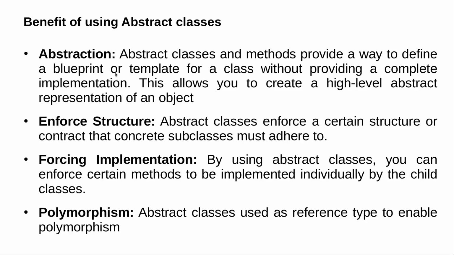Let's see benefits of abstract classes. Abstract classes can be used for abstraction. Abstract classes and methods provide a way to define a blueprint or template for classes without providing complete implementation. This allows you to create high-level abstract representations of an object. Abstract classes enforce a certain structure or contract that concrete subclasses must adhere to. By using abstract classes, you can enforce certain methods to be implemented individually by the child classes. Abstract classes are used as reference type to enable polymorphism.